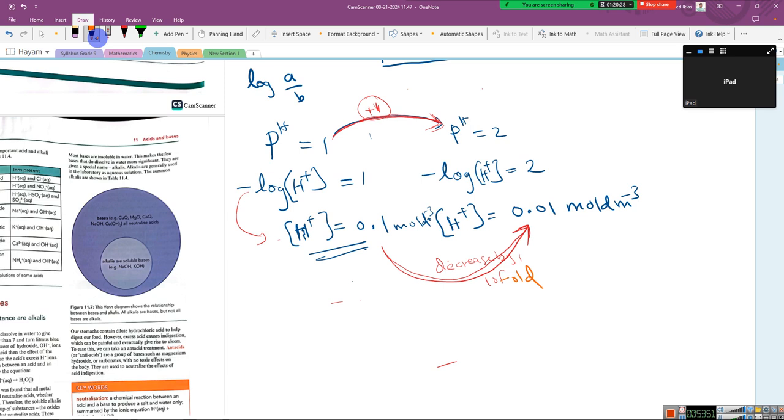Now I will try to explain how you obtain this, right? So earlier you didn't have any knowledge about this law, but now we have studied, right? Now I will just consider this equation: minus log H plus concentration.